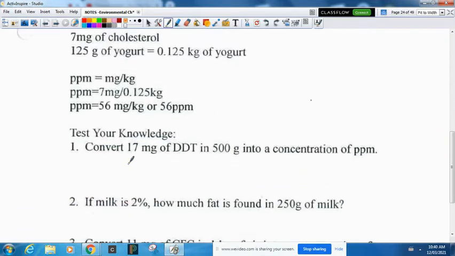Okay, so here's test your knowledge. Change this into parts per million. So it's going to be milligrams divided by kilograms. So we'll go 17 milligrams divided by 0.5 kilograms. You have to do a metric conversion. By the way, just so you're aware, you are not responsible for metric conversions on your PAT at the end of the year. Okay, but it's a good skill to have anyway. So the answer comes out to be 34 parts per million.